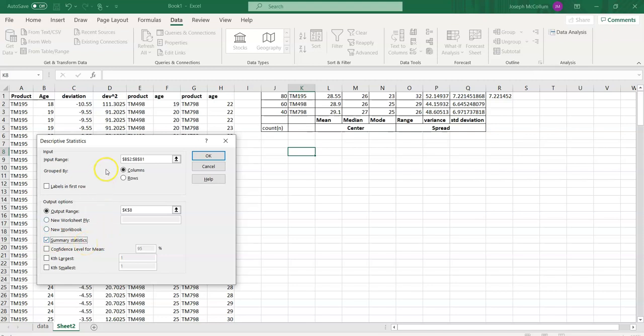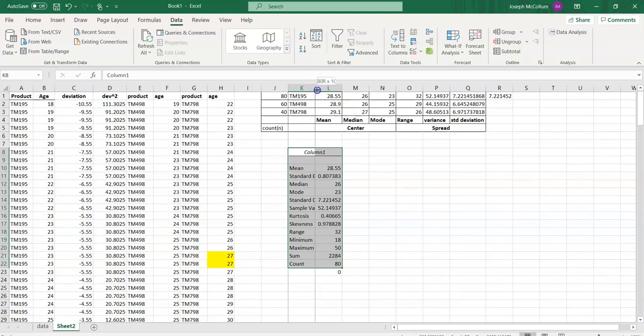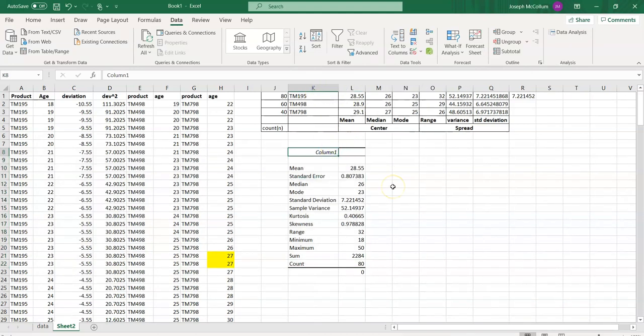So 3 things. Input the numbers you wanted to summarize. Tell you where the summary should go. Please make bottom and right empty. Make sure bottom and right is empty because that's where it'll dump the information. And then click Summary Statistics. And away we go. And what we get here is a quick and dirty way of finding the summary statistics for the TM195. That is, we have the mean. Oh, look, it matches 28.55.